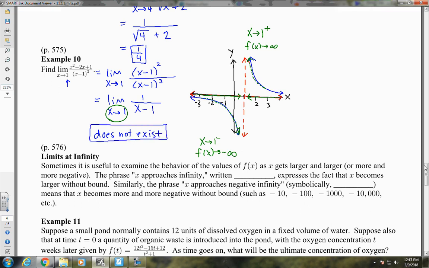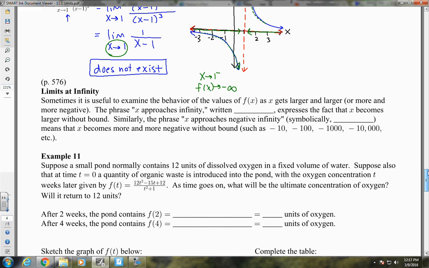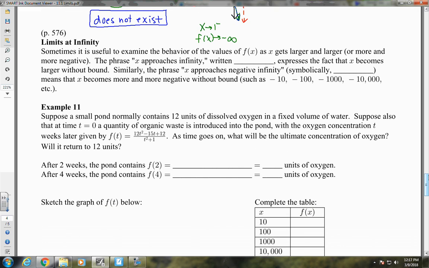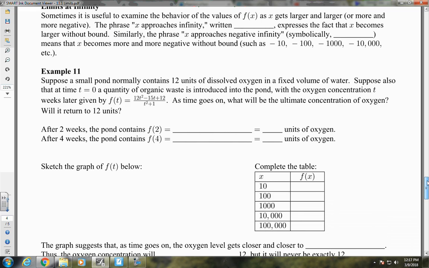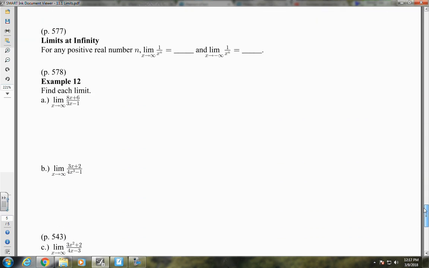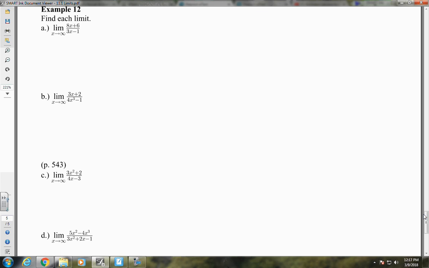So that's one of those tricky ones. Be prepared to sort of reason through that. Inspecting a graph can be tremendously helpful. Now, you may want to pause the video and read through the text about limits at infinity. And the next examples that I want to work with you begin with example 12. When you get ready to work those, unpause the video and we'll work through these together.